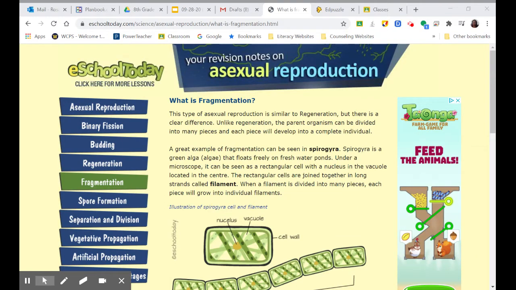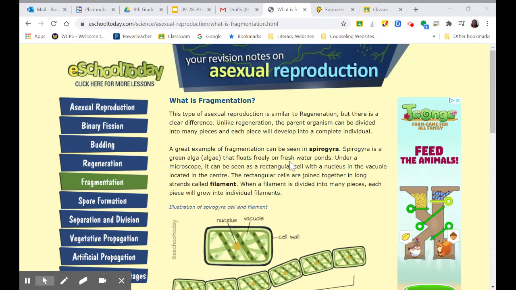What is fragmentation? This is another type of asexual reproduction that we've been hearing about throughout the week. Our article here is talking about fragmentation, and this is one type that is very similar to regeneration. We did watch a video on that, but there is a clear difference. Unlike regeneration, the parent organism can be divided into many pieces, and each piece will develop into a complete individual.